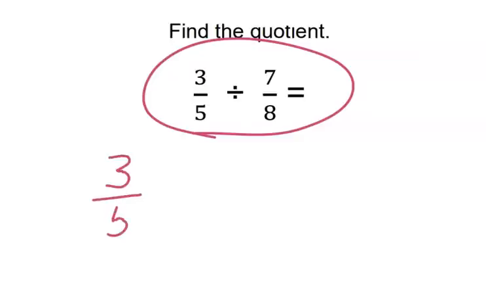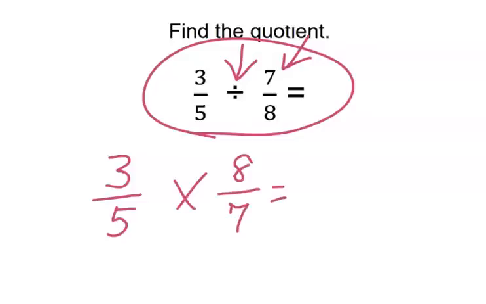We have the 3/5. We change the division sign to a multiplication sign, and we do the multiplicative inverse, or the reciprocal, of 7 over 8 and make it 8 over 7. All right, 3 times 8 is 24. 7 times 5 is 35. 24 over 35. Can we simplify that?